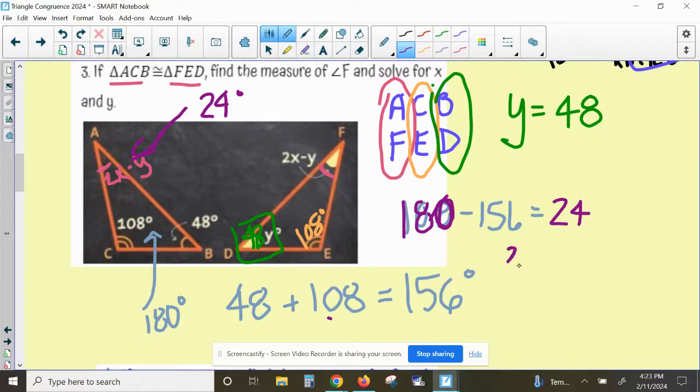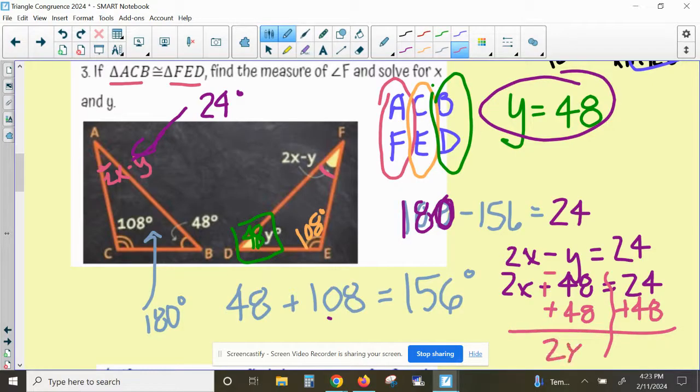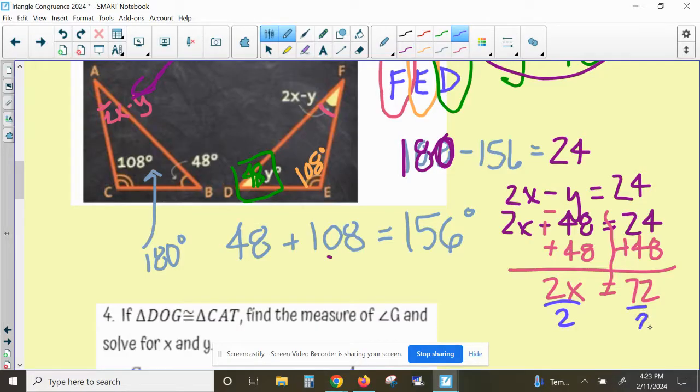So this is going to be algebra. 2x minus y equals 24. So we have to solve this. Now here's the deal. We already know what y equals. So y is 48. So we could just plug that in. So we know 2x minus 48 equals 24. And we can solve this to figure out what x is. Remember, change this to plus negative. So to get rid of that negative 48, we have to plus 48 on both sides. And we're going to have 2x on one side, and on the other side, we're going to have 24 plus 48. And that's 72. Are we done yet? Very last step. How do we get x by itself? We're going to have to divide by 2 on both sides. So we have x is equal to 36. 72 divided by 2. So we have solved for x and y.